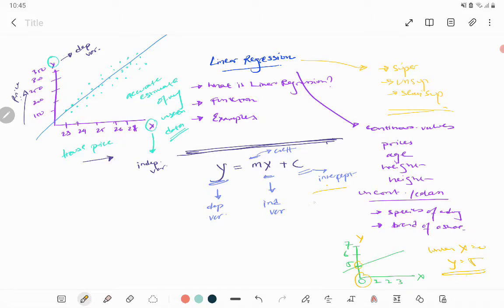So what is an intercept? Intercept is the value of y when x equals 0. Okay. And what is my coefficient?